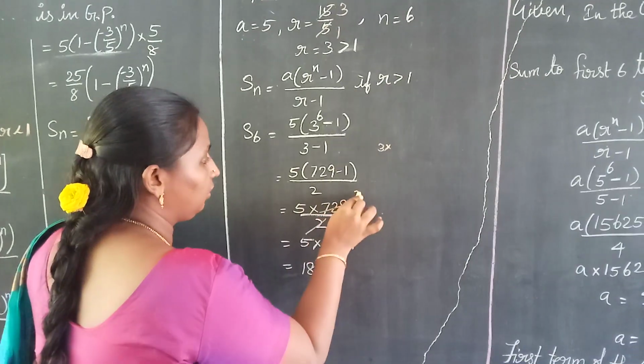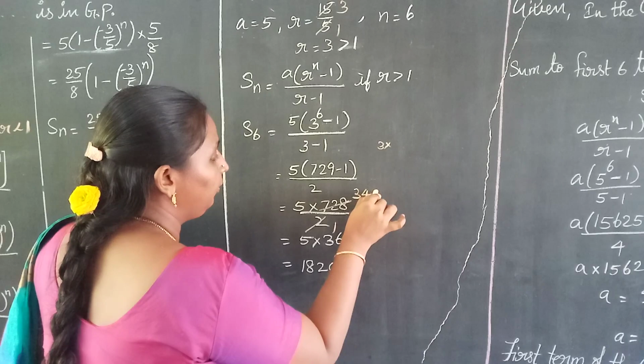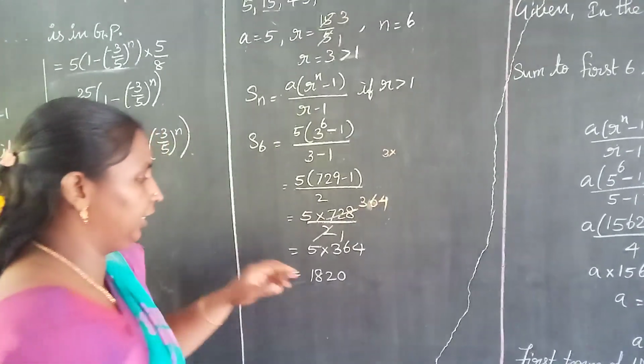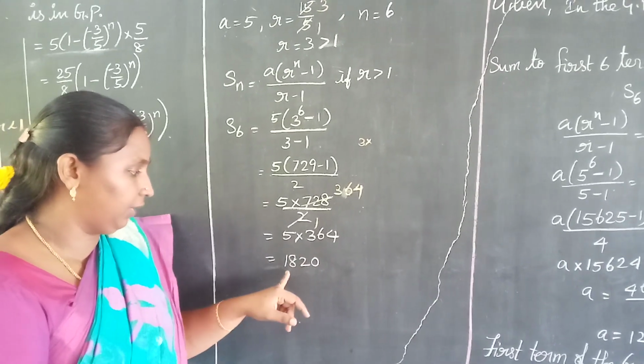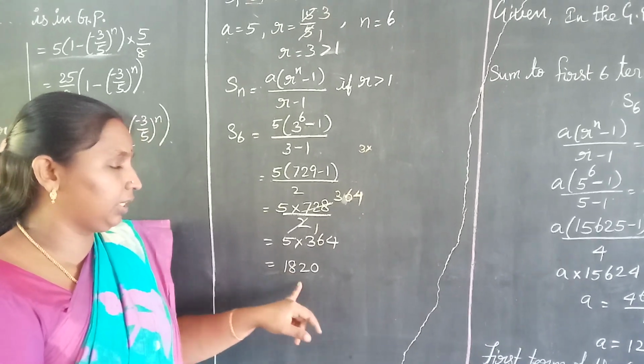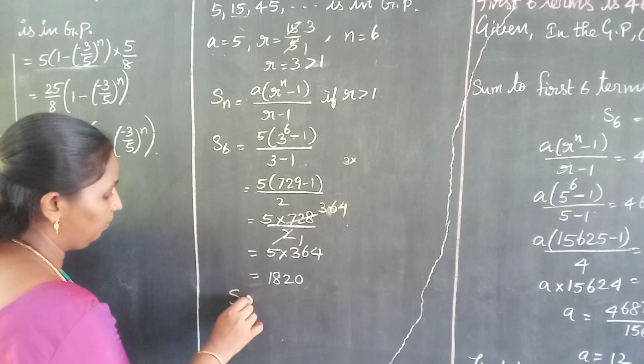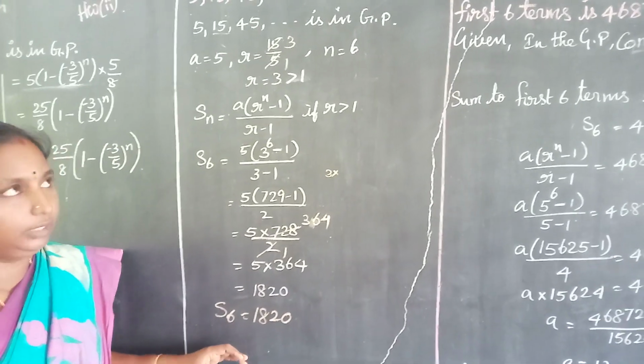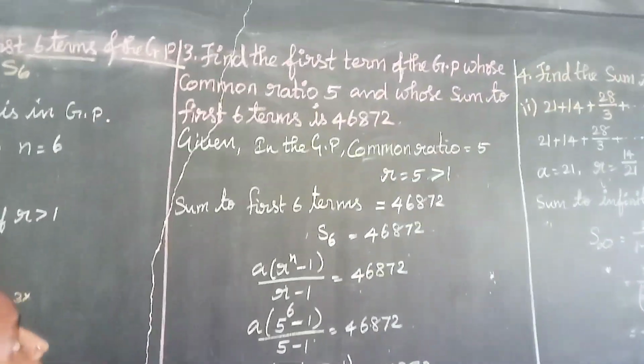Cancel this: 2 6s are 12, 2 4s are 8. You will get 364 into 5. If you multiply you get 1820. So sum S6 equal to 1820. So did you understand this? Move on to the third sum.